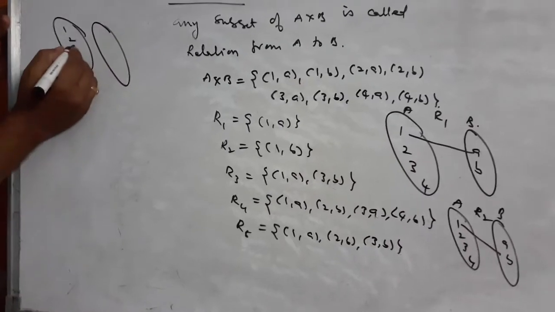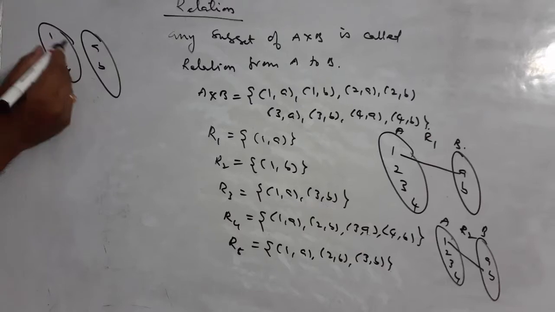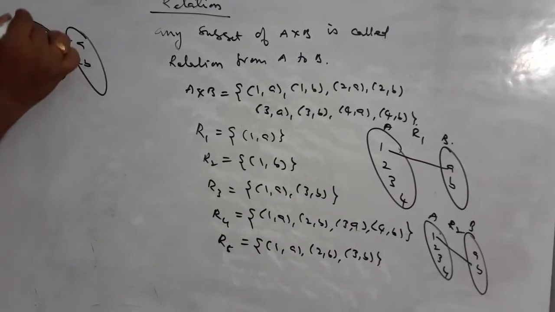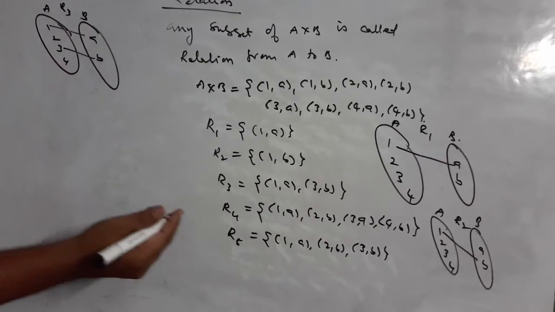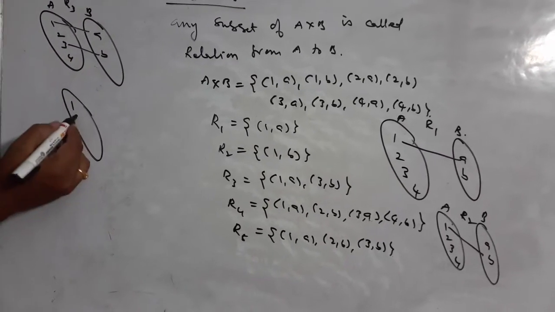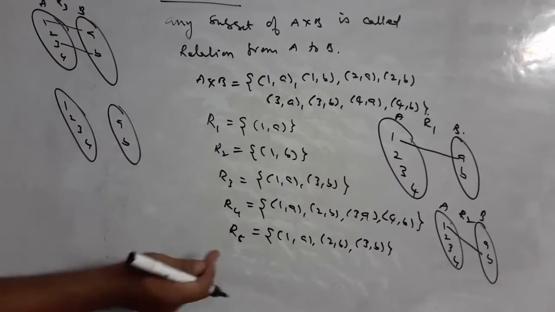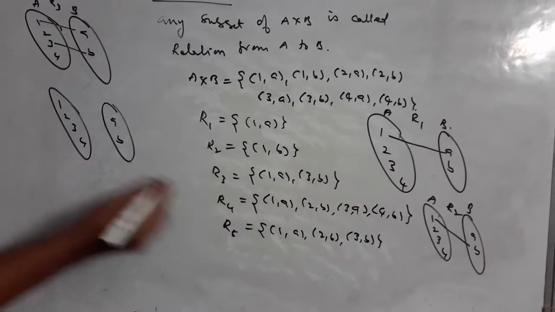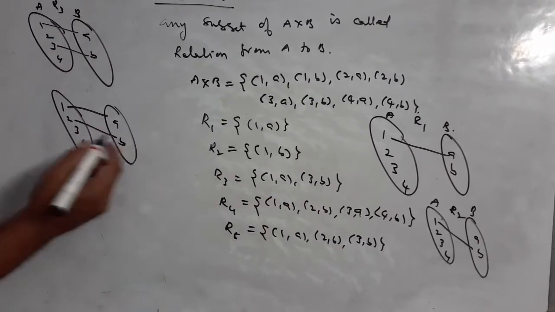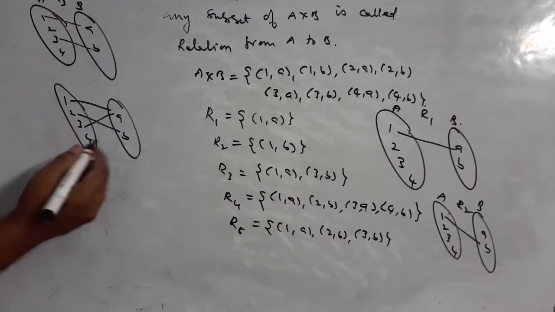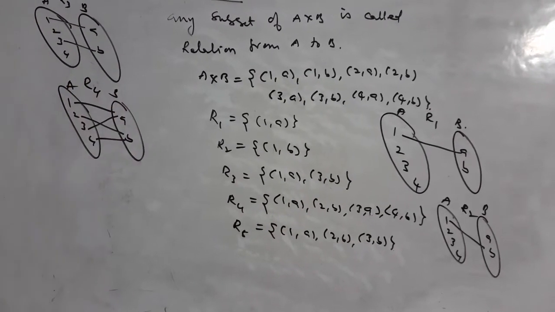What is that? 1, 2, 3, 4 and A, B. Here 1 is mapped with A and 3 is mapped with B. It is also one relation, R3, from A to B. And R4, what is R4? 1, 2, 3, 4 and B elements A, B. R4 is: 1 is mapped with A, 2 is mapped with B, 3 is mapped with A and 4 is mapped with B. It is also one relation from A to B.